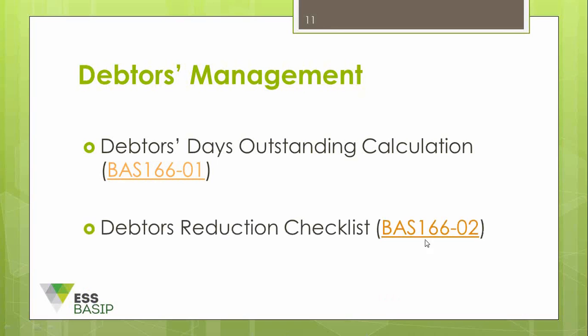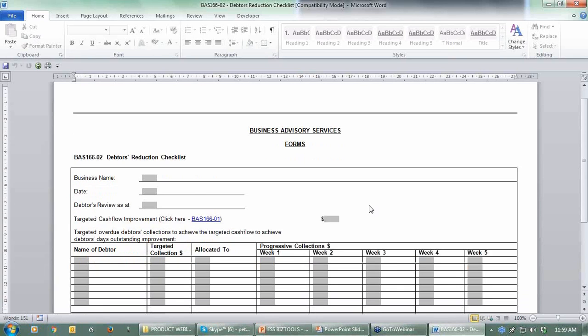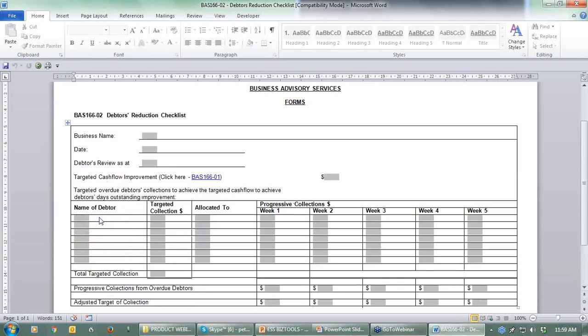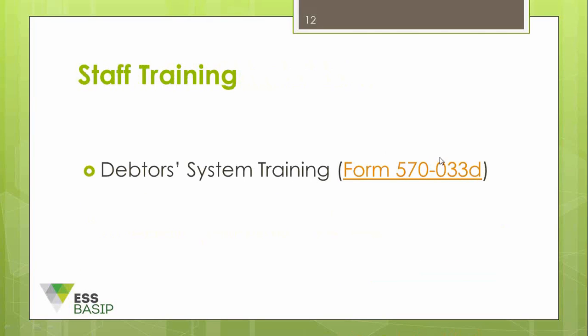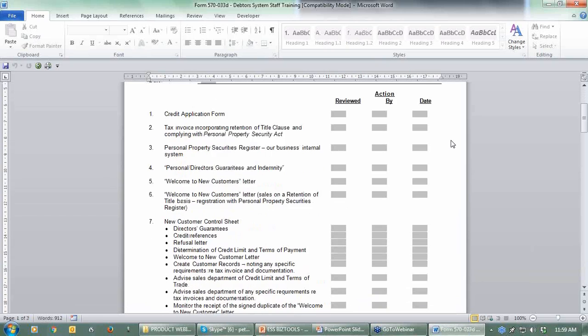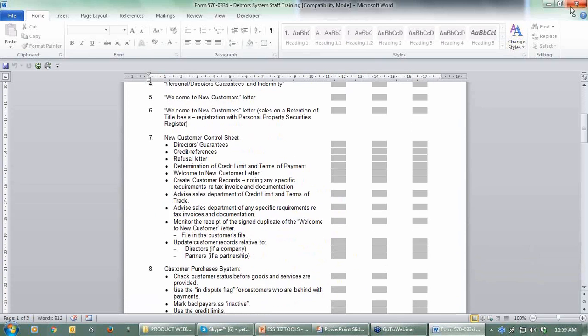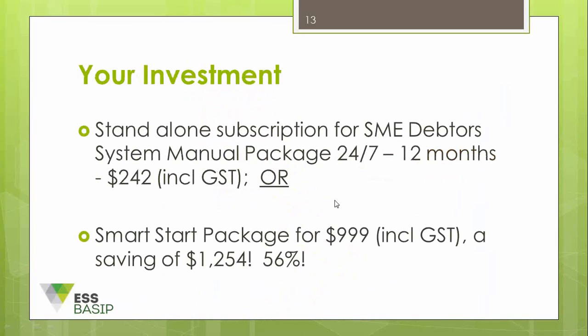And there's a debtors reduction checklist to assist your client each month to identify the particular debtors they're going to approach for large special payments to be collected from them, to try to get debtors' days outstanding back around 40 days. And there's a form which will assist in the conduct of staff training on debtors management.